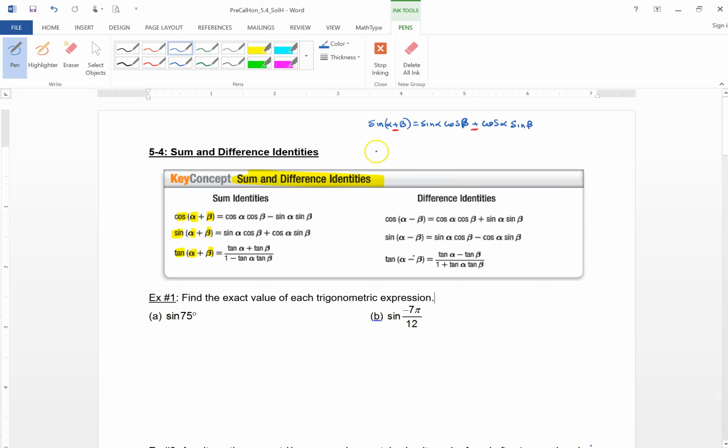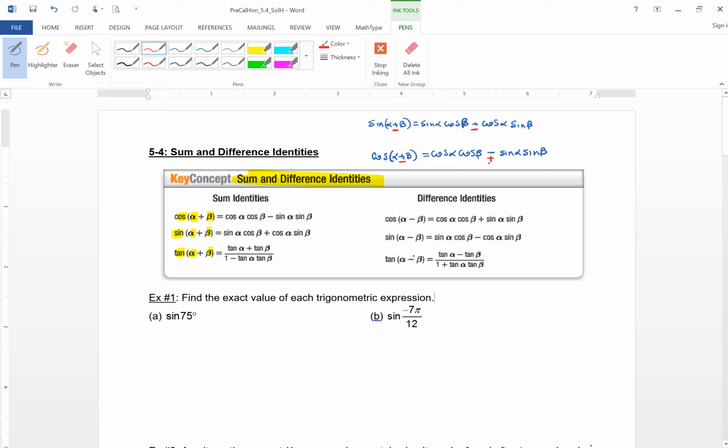And then if you have the cosine of alpha plus beta, it's cosine alpha cosine beta. The cosine switches the plus to a minus. That's what you have to remember. Sine alpha sine beta. And if there is a minus here, then there is a plus there.